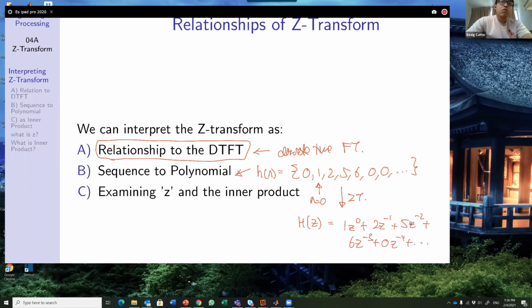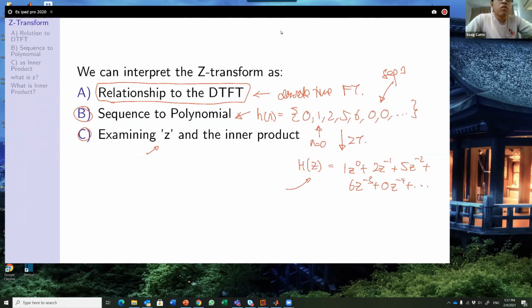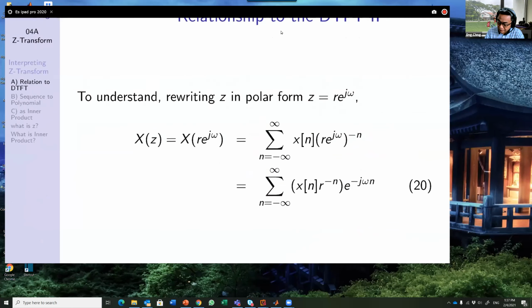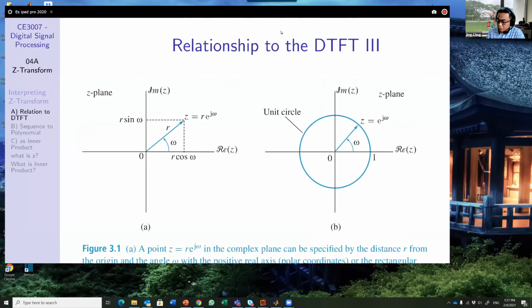And you realize that this is a sequence of numbers, and this is a polynomial with variable z. So that's the second interpretation, and we'll actually begin with this interpretation first. And once you have understood this, then we can interpret the last interesting interpretation, which will actually bring us to DTFT. So let's go. We'll first skip the DTFT, and we'll go directly to the interpretation of sequence to polynomial.